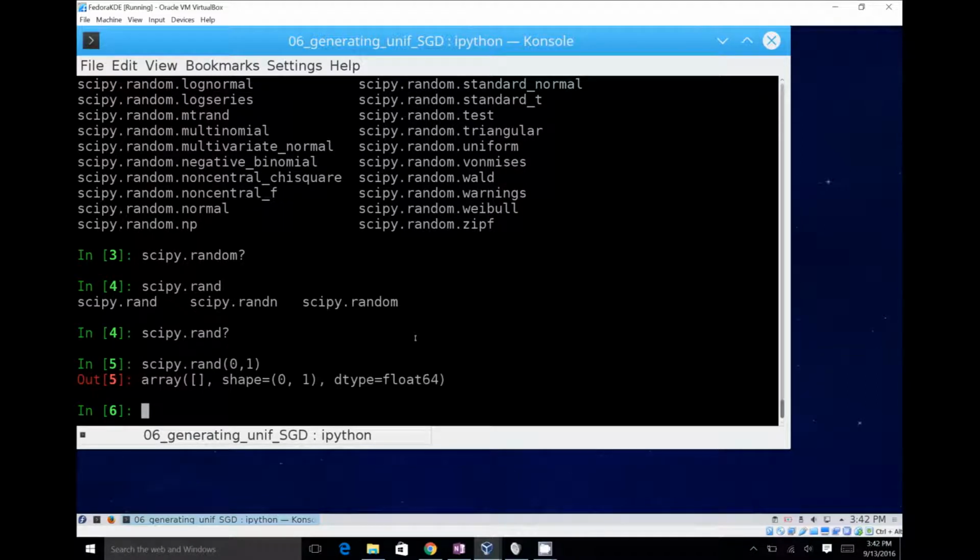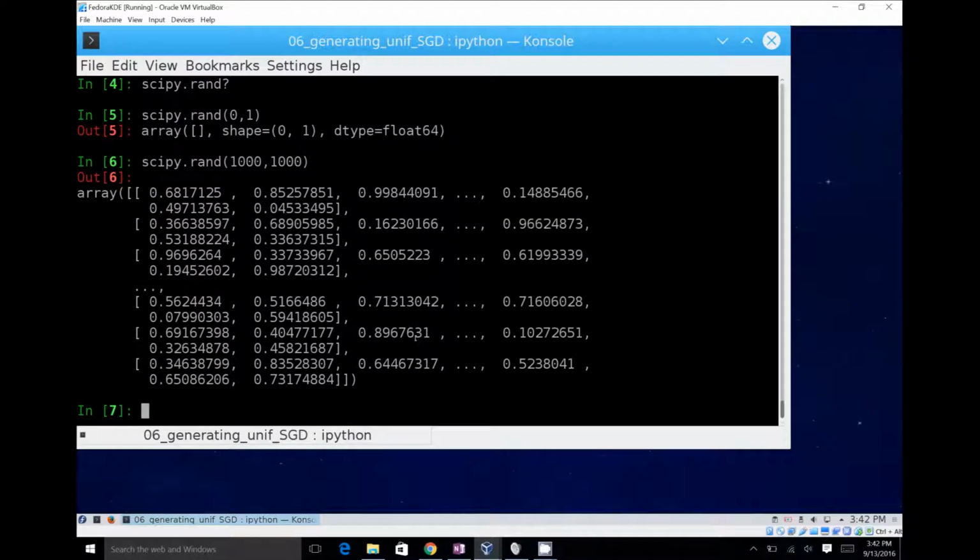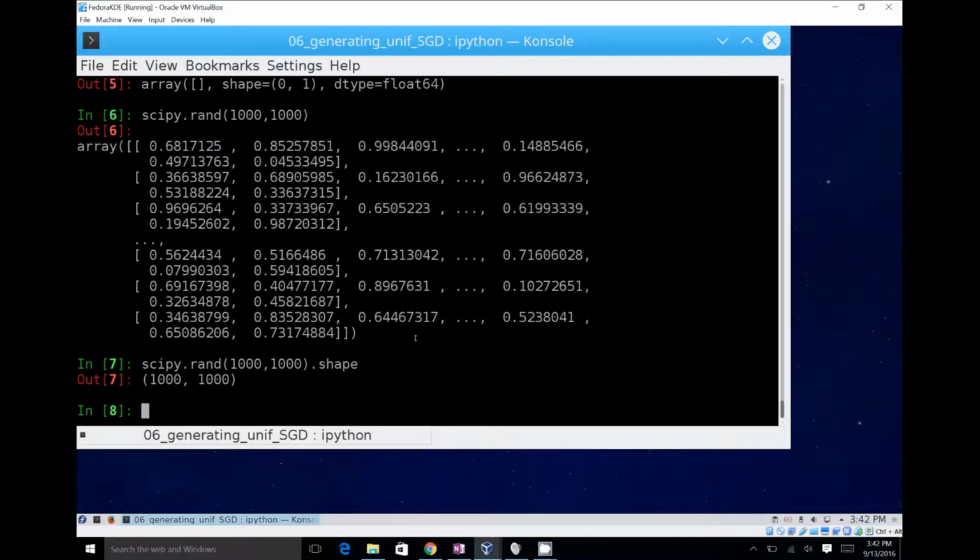Okay. So not quite. Does somebody else want to try? 1,000 and 1,000. So you want to do 1,000 and 1,000. And what is that going to do? So it generated an array. It was really fast. But what did it actually do? So what's the shape of this array? Okay, but I want 1,000 uniformly random points on that 2D square. So not quite.